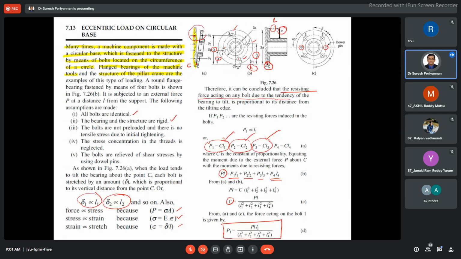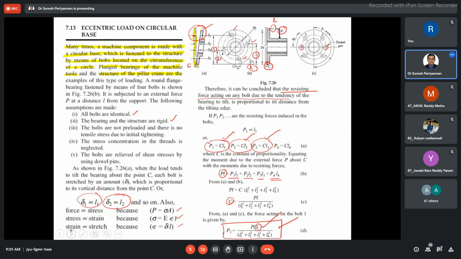Then during that time, each bolt tries to resist that resistive force; only then are we able to find it out, in the form of P1, P2, P3, P4. Now this is the P1 we have found. Similarly, you can find the others. If you go for P2, then in the numerator, instead of L1 you have to put L2. If you would like to find P3, instead of L1 you put L3. If you find P4, instead of L1 you put L4.